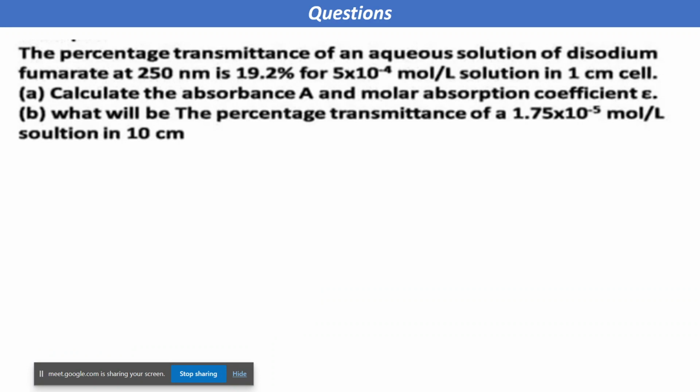Now the next question: the percentage transmittance of an aqueous solution of disodium fumarate at 250 nanometers is 19.2% for a 5 into 10 raised to the power minus 4 mole per liter solution in a 1 centimeter cell. Calculate the absorbance A and molar absorption coefficient E. In the second part, you have to calculate what will be the percentage transmittance of a 1.75 into 10 raised to the power minus 5 mole per liter solution in a 10 centimeter cell. So just tell me for the first part what will be the value of absorbance.